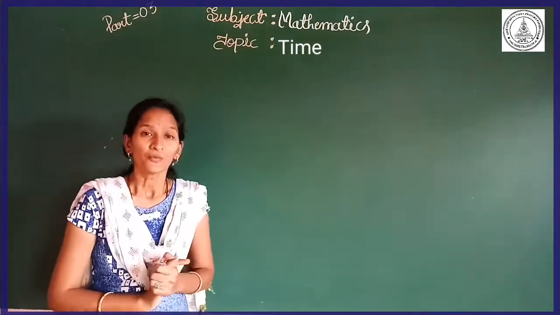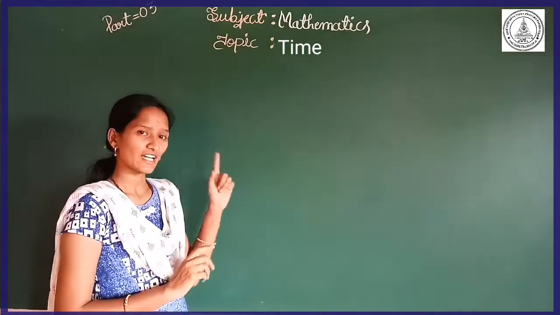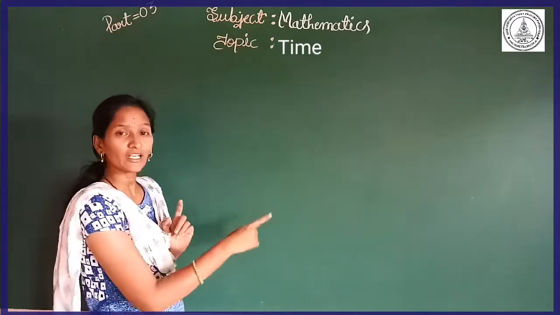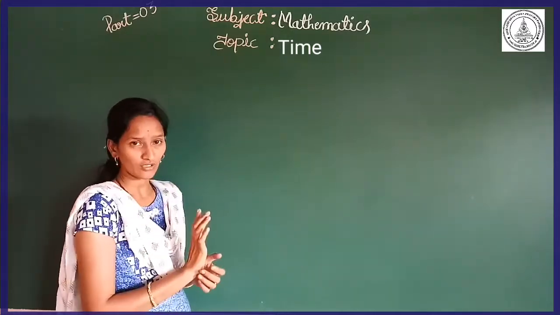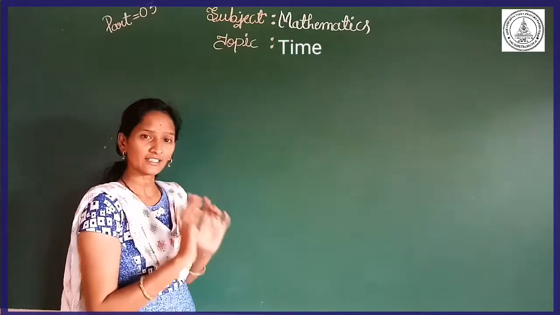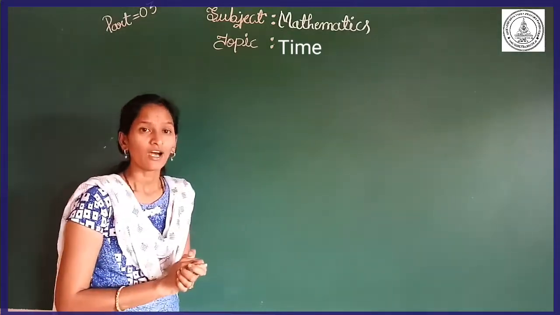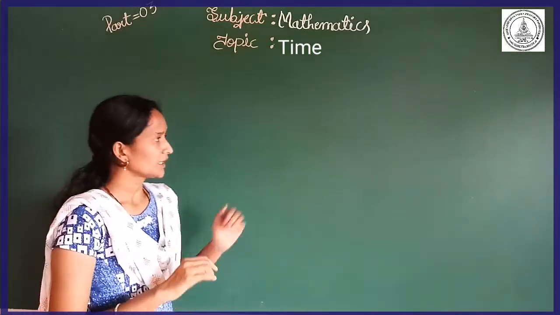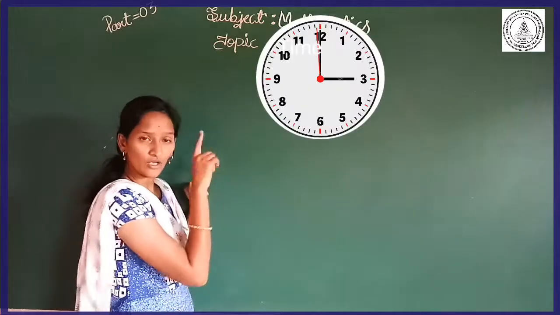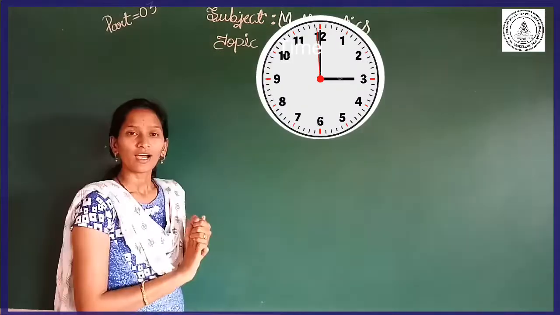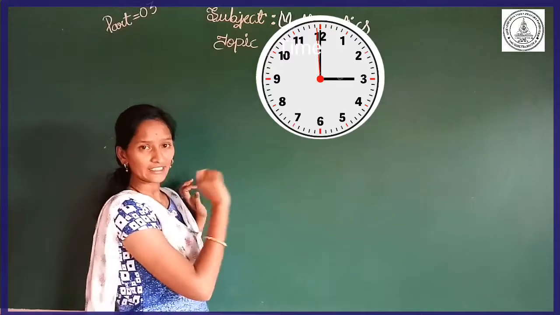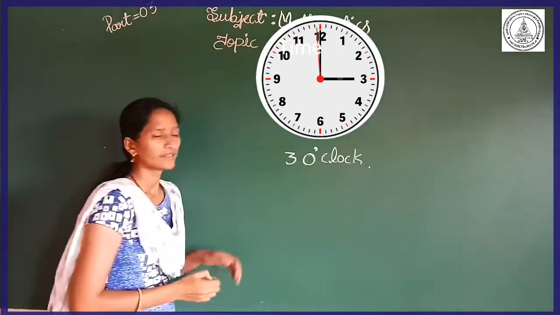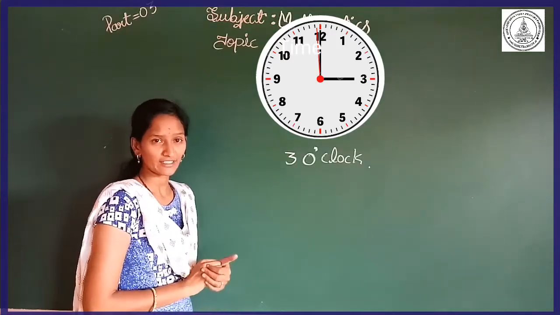Right? Yes. When the minute hand is at exactly 12 and the hour hand is at any number on the face of the clock, that means it is at a bigger digit, and at that time we read the time as o'clock. For example, look here. Here the longer hand is at 12 and the hour hand is at 3. So now we say the time is 3 o'clock. Now the time is 3 o'clock, right?